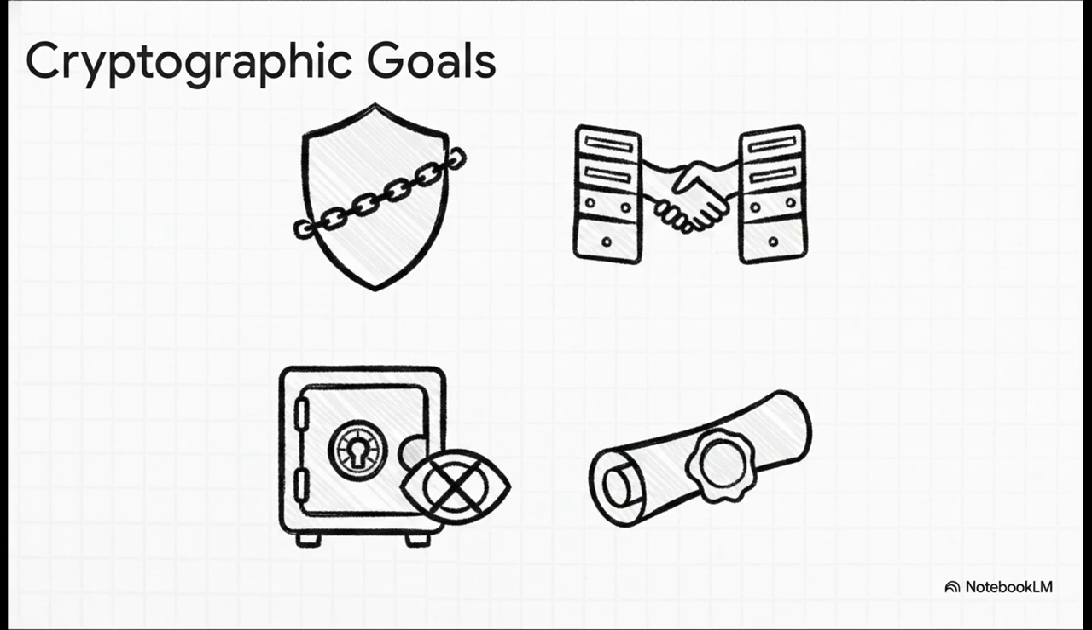And finally, we have non-repudiation. This is a really critical one that we are going to focus heavily on later. It guarantees that a sender absolutely cannot deny sending a specific message. This is essential for things like financial transactions. A customer cannot call their bank later and claim, "Hey, I never authorized that $10,000 wire transfer." Proper cryptography gives us the absolute mathematical proof that they did.